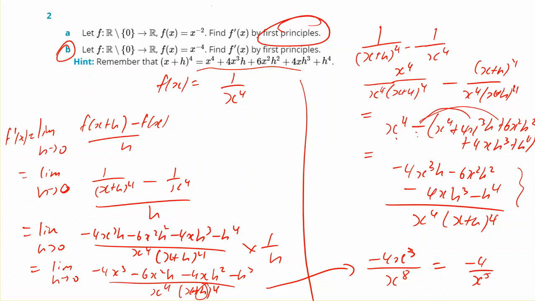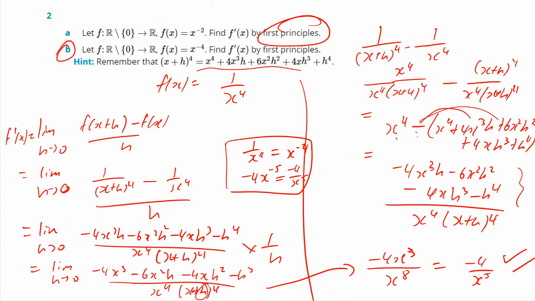Okay. Now, you can double check your answer because I know the shortcut way. If I have 1 on x to the power 4, that's the same as x to the power negative 4. So if I bring the power to the front, negative 4 x to the power negative 5, I change it to positive indices, that's negative 4 over x to the power 5. So our answer is correct, okay? So we're done. So that's what f'(x) is.